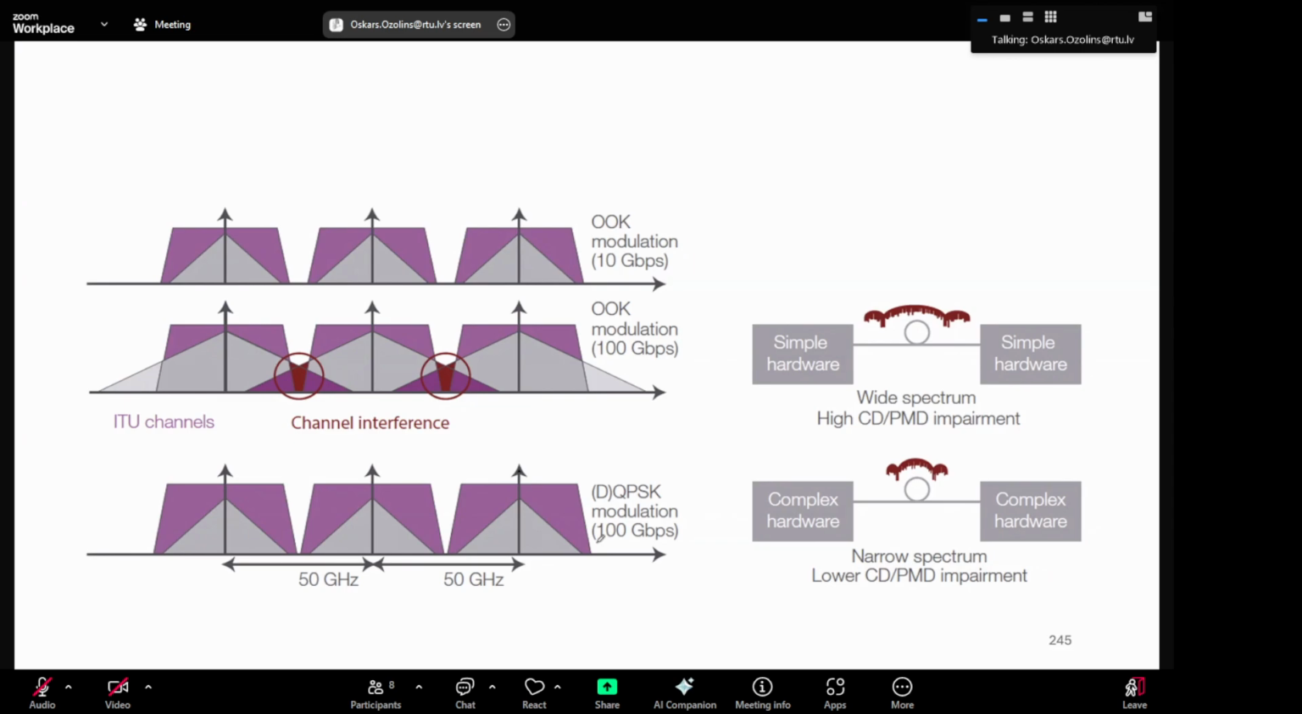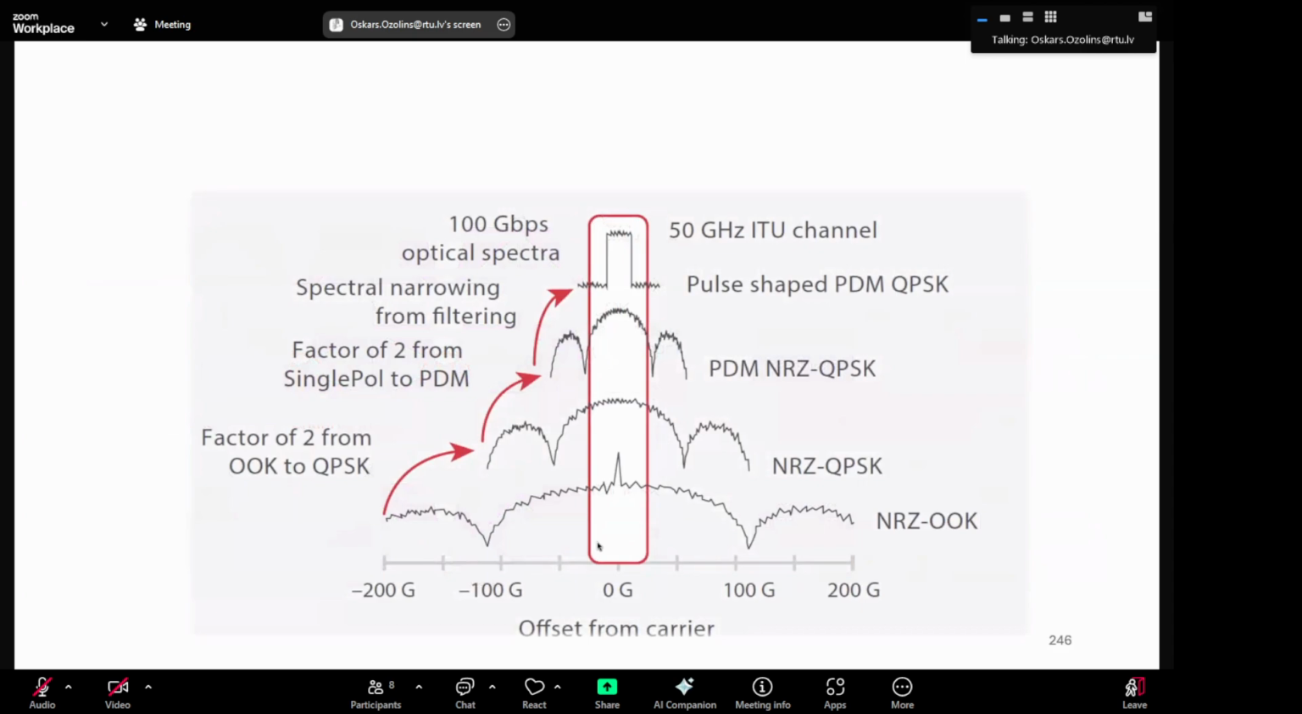So that's been shown and demonstrated, and links up to 10,000 of kilometers have been demonstrated in loop experiments and also in practical systems. Right. So how do we get?